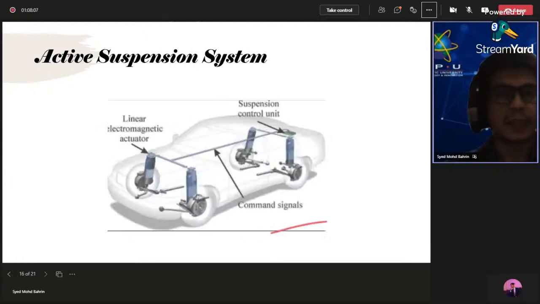And then this is one of the layouts that I found on the internet, showing how they install this Bose suspension. Okay, like I said, this is independent. It's installed at each independent wheel, front and rear. And all of these are controlled by a control unit, which gets the feedback from the sensors throughout the body of the car and also the wheels.